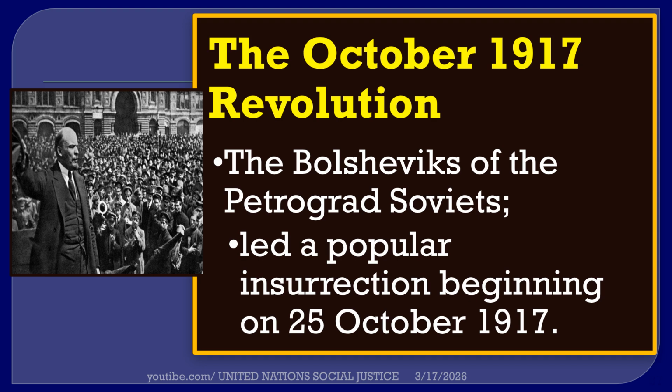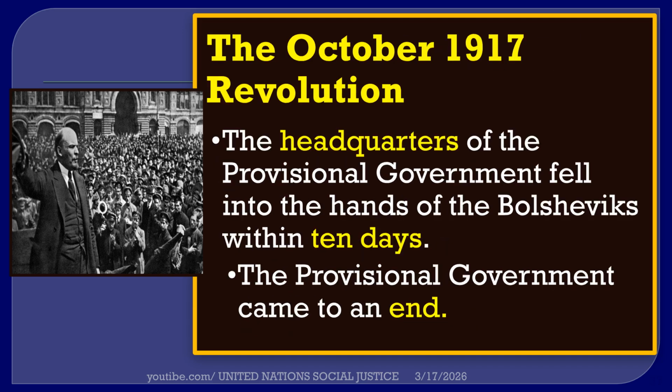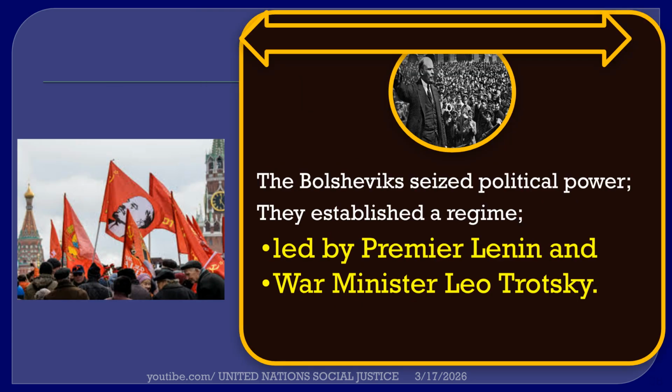The October 1917 revolution began with a popular insurrection led by the Bolsheviks of the Petrograd Soviets on October 25, 1917. Within 10 days, the headquarters of the Provisional Government fell into Bolshevik hands, bringing the Provisional Government to an end. The Bolsheviks seized political power and established a new regime led by Premier Lenin and War Minister Leo Trotsky.